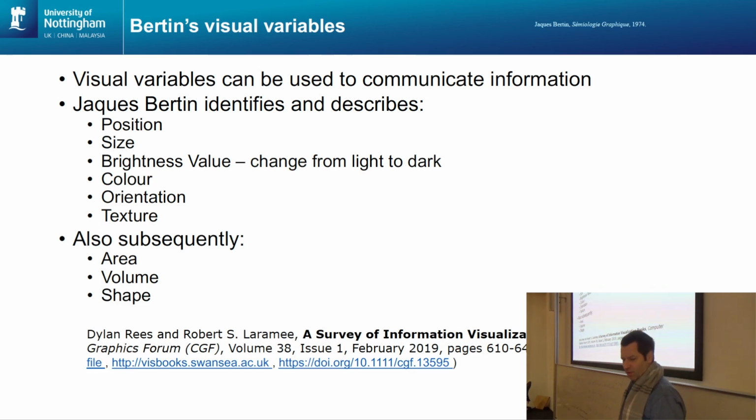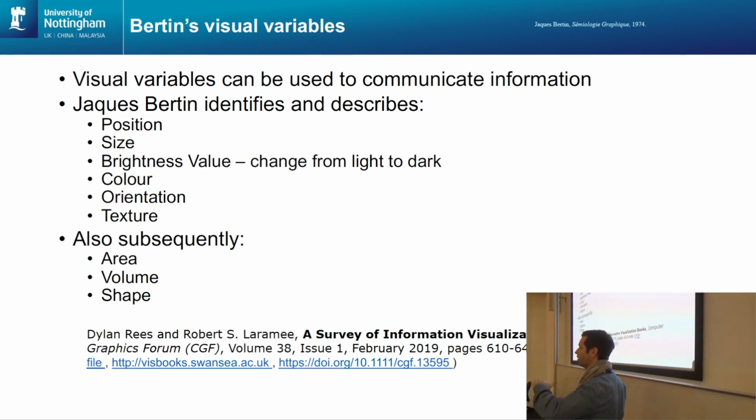Some of the so-called visual variables that can be used to communicate information: we can map data to position. So we just saw in that example, data was being mapped to position. Data was also being mapped to size, the width of that band that represented the trajectory of Napoleon's army. We can map data to brightness, from light to dark or dark to light. We can map data to color.